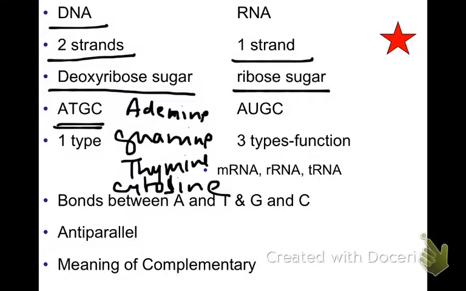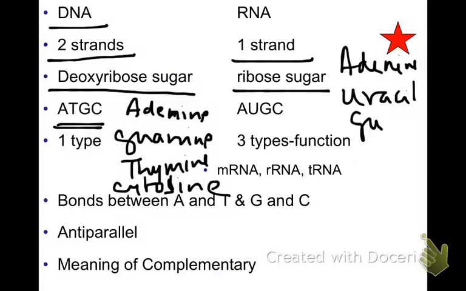On the other hand, if you notice, for an RNA, you have adenine, no thymine. It has uracil, guanine, and cytosine. And you have only one kind of DNA, double strand, that's it.